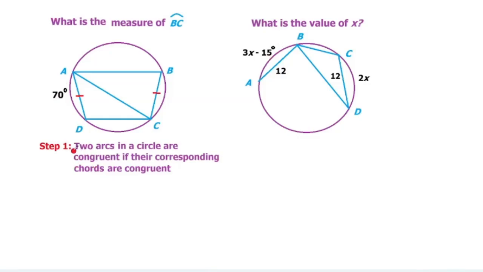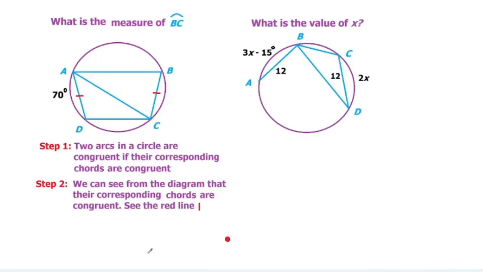So we know that two arcs in a circle are congruent if their corresponding chords are congruent. So these are the chords that make up those arcs, okay? So we can see from the diagram that their corresponding chords are congruent. We can see the red line. What the red line means is this length is exactly the same length as this length. So because these are equal, that means these arc measures are also equal, okay?